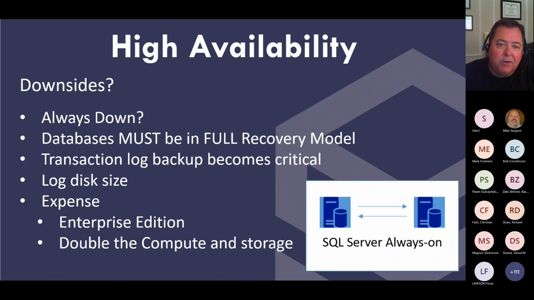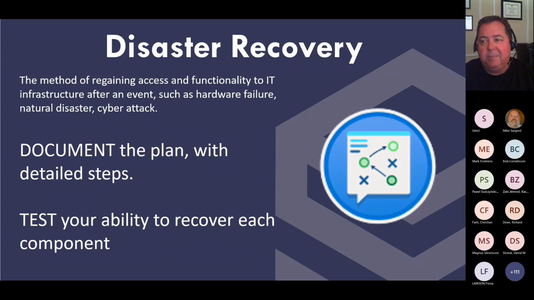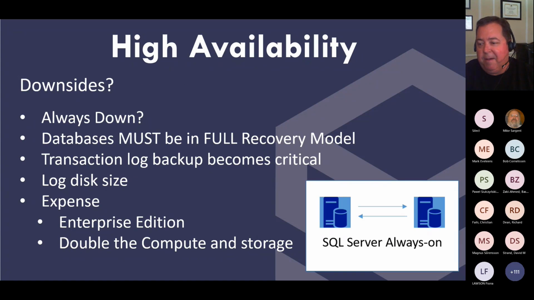And then some downsides are also the expense, right? If we're using AlwaysOn, we're usually picking Enterprise Edition. It's a very different cost structure. And then also AlwaysOn doubles my compute and storage. So I have multiple machines that now double the amount of machines. And I'll show some examples of that coming up.